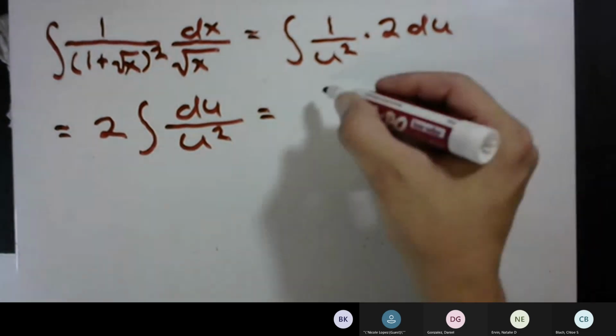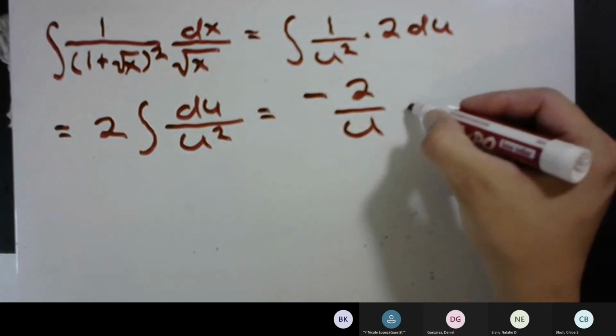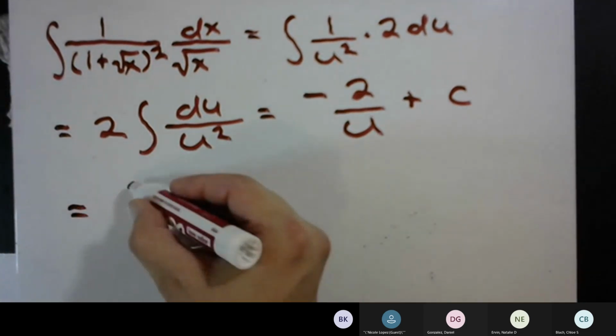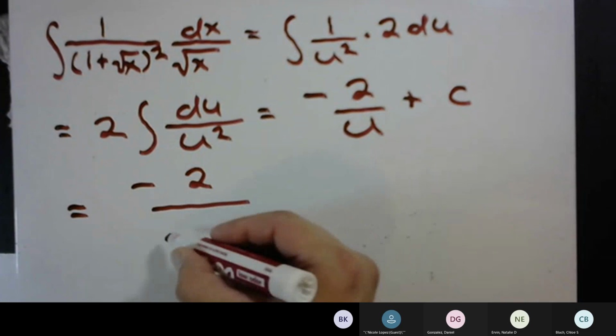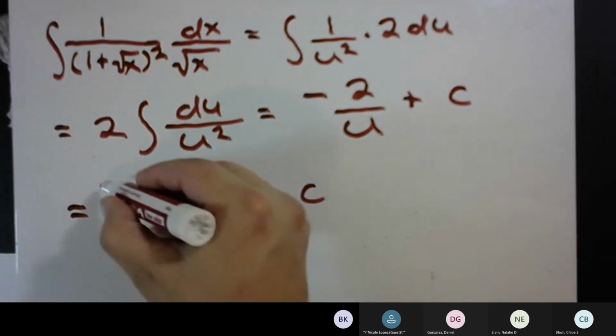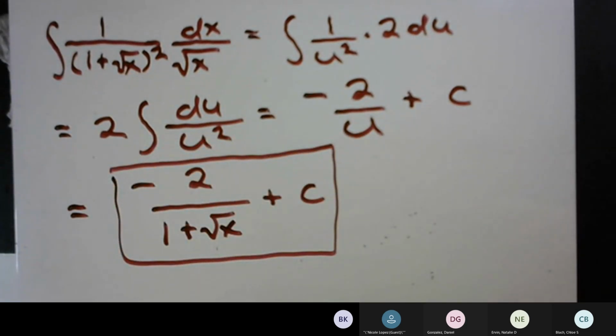The antiderivative for this, we're going to get negative 2 over u plus c. Or negative 2, and then u was originally 1 plus square root x, plus c. And that's going to be our answer. Questions about that?